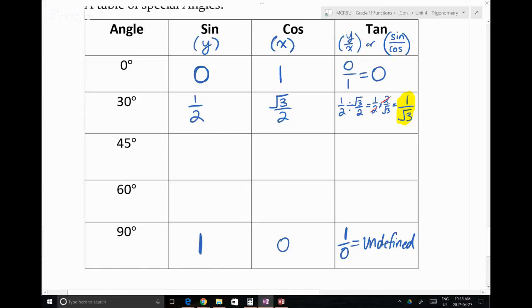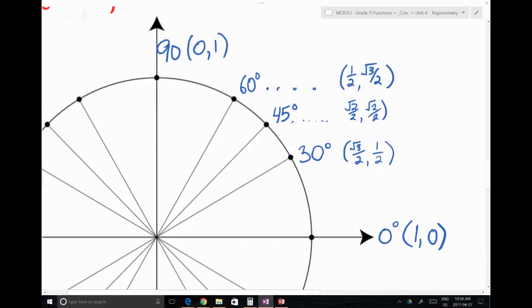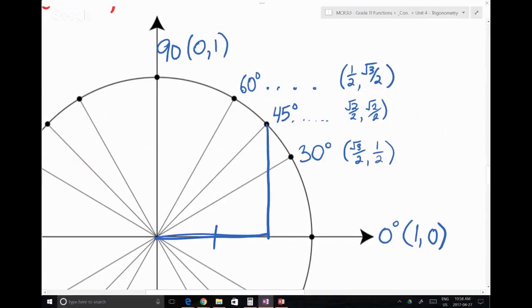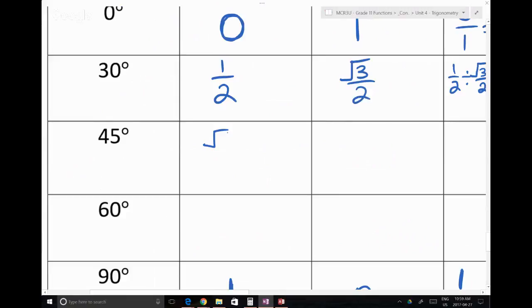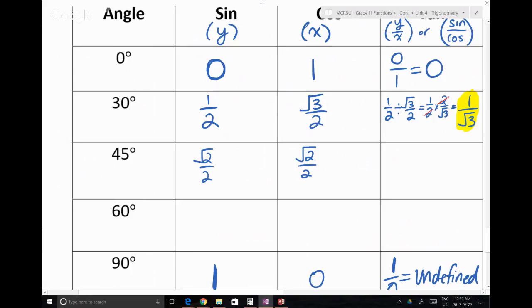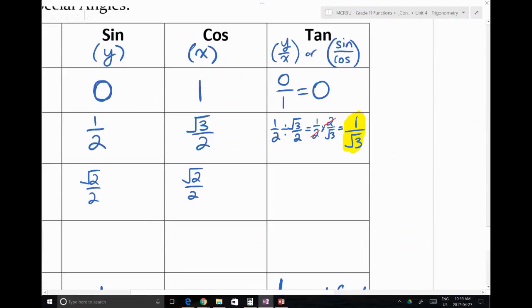So those are easy. Then 45 degrees: if we went back and looked at our unit circle, we said that ends up giving you an equivalent triangle where this side is equal to that side, which means we can use the Pythagorean theorem to solve it, which we did, and we ended up finding that both of these are root 2 over 2. So sine is root 2 over 2. Cosine is root 2 over 2. Tangent, of course, is just y divided by x, so that'd be root 2 over 2 divided by itself. And anything divided by itself is just 1. So the tangent of 45 degrees is 1.